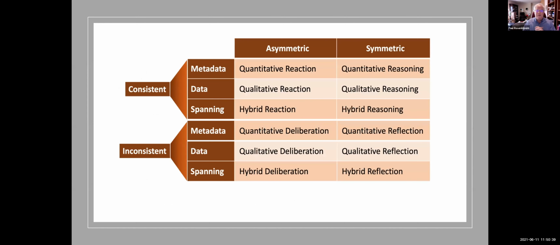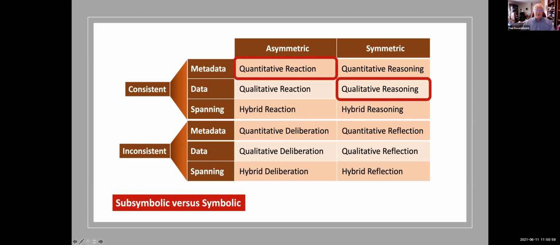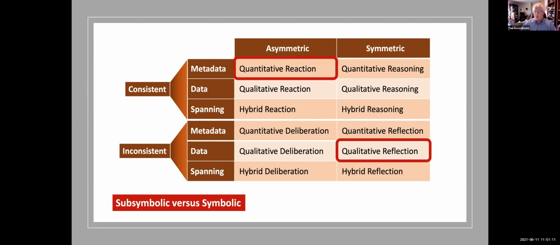Here's the abstract version of the 3D table. You can still see the basically 2D structure that we saw before, but here each of those original cells breaks into 3, including a spanning or hybrid row that we've added for those fine-grained interactions. Now, again, some of the things you can do here, if you go back to the coarse-grained subsymbolic versus symbolic, in terms of the 2 dimensions that are here, we get quantitative reaction versus qualitative reasoning. But if you add in the 3rd dimension here, you get a stronger contrast with qualitative reflection.